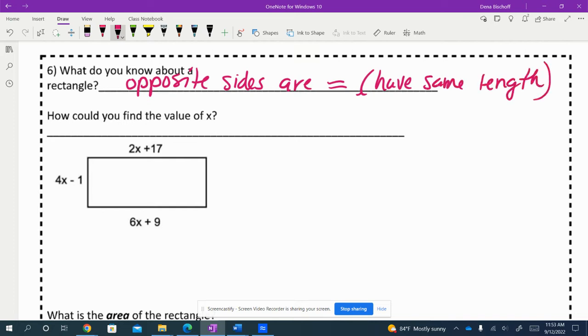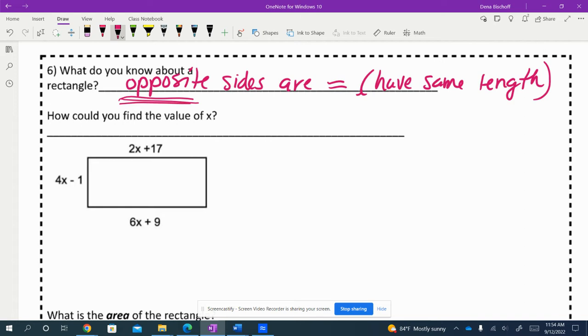Okay. So if I had to solve for x, what could I do? Tell me what two sides are opposite of each other, Tessa. 4x subtract 1 and then 2x plus 17. Is 4x minus 1 opposite 2x plus 17, or is it adjacent? Adjacent means right next to. Adjacent. I need them to be opposite.